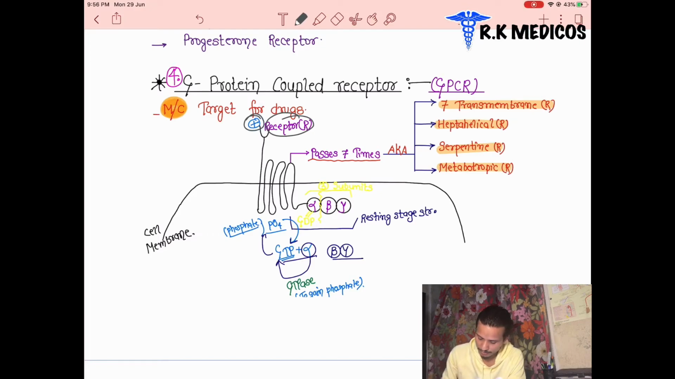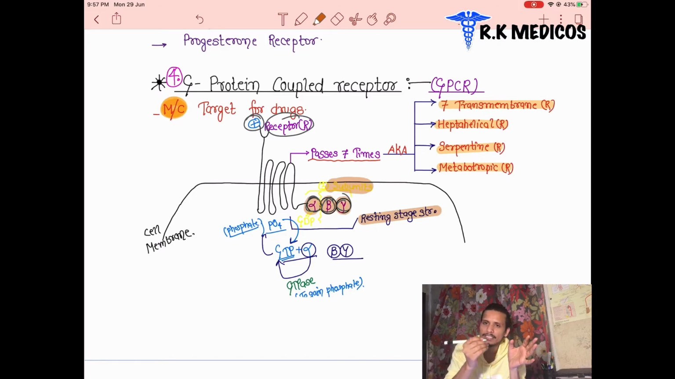What happens when the drug is binding to these receptors? We can see here. First, the receptor through which the positive response happens, meaning the drug binds, and there are 3 subunits, alpha, beta, and gamma. They are the 3 subunits. These 3 subunits are in the resting state. Resting state means the cell is in resting condition. There is no stimulation of the cell.